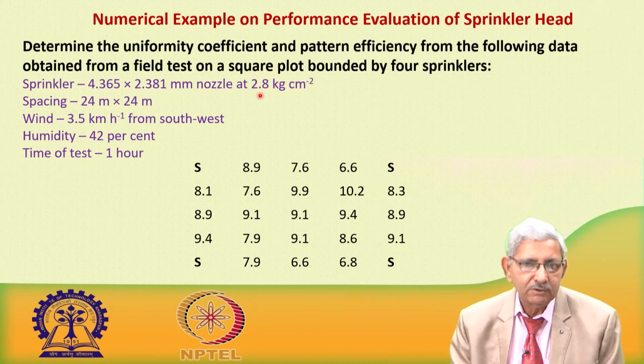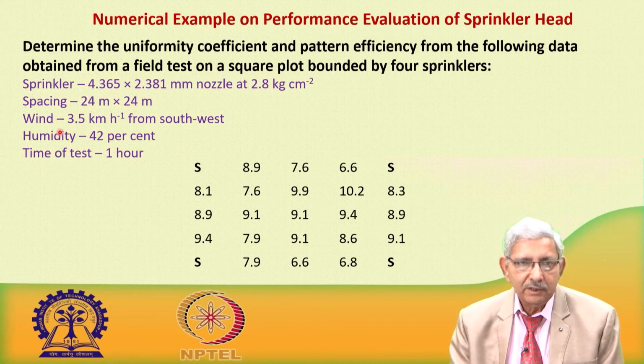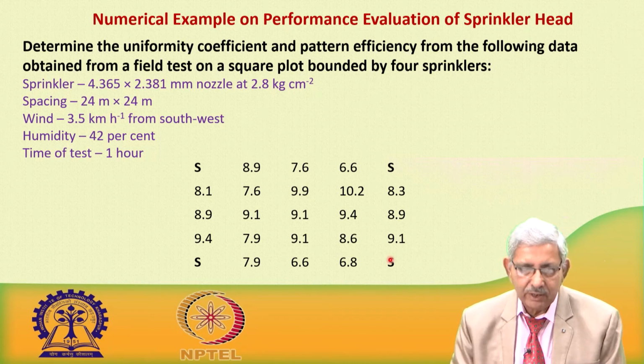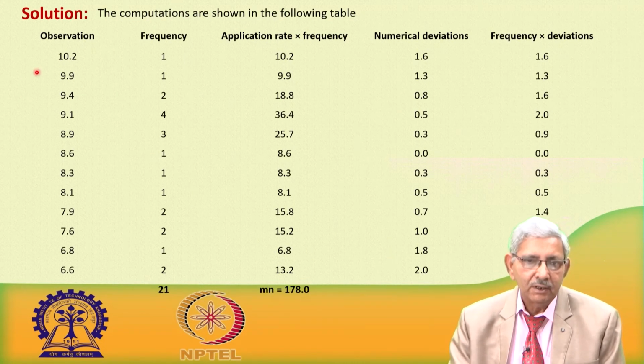kg per centimeter square. Now, the other data available: wind speed is given as 3.5 kilometer per hour, from the southwest side, relative humidity is 42%, and the test time is 1 hour. These data were collected from the field, and from these data we want to evaluate the coefficient of uniformity. We have kept the data in descending order of magnitude, meaning the highest value is 10.2, and there is only one observation of 10.2.